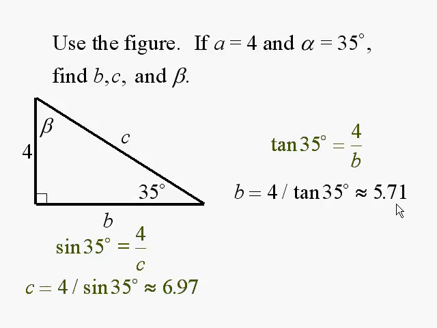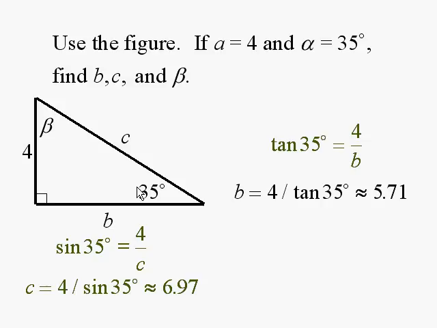This is worth checking just to notice that something is consistent, that C, the hypotenuse of the triangle, ought to be the longest side, and the value that we calculated for C is longer than the value that we calculated for B. So that's a good thing. At least we haven't made a really silly mistake.